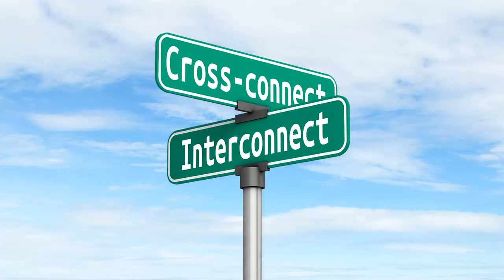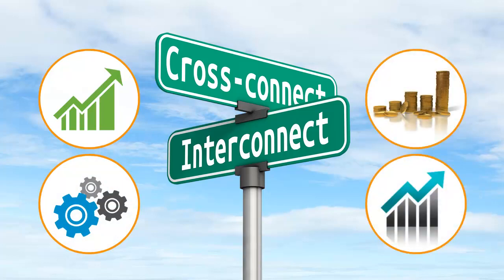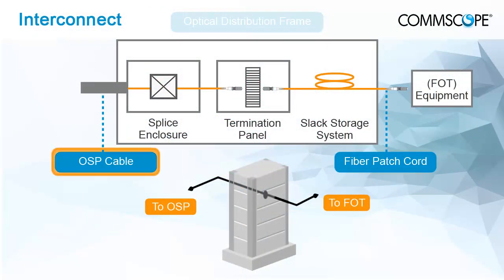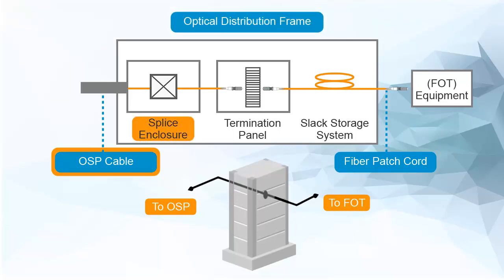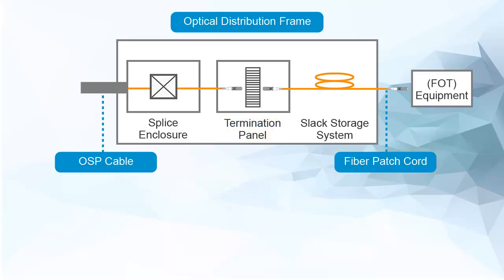When configuring an ODF, one of the first considerations is the decision between interconnect and cross-connect architectures. As with the location of optical components, this decision has large implications for the network's future growth, reconfigurability, cost, and reliability. Interconnect systems involve the OSP cable being spliced to a pre-connectorized pigtail, which in turn is terminated to the back of a termination panel. The front of the panel allows access to the OSP fiber via a patch cord that is routed to the ODF directly from the FOT equipment. In an interconnect, the FOT fiber does not have a dedicated port location.